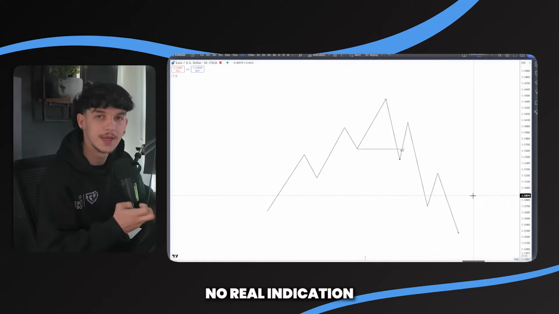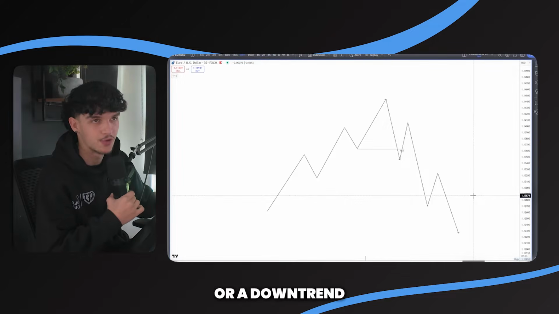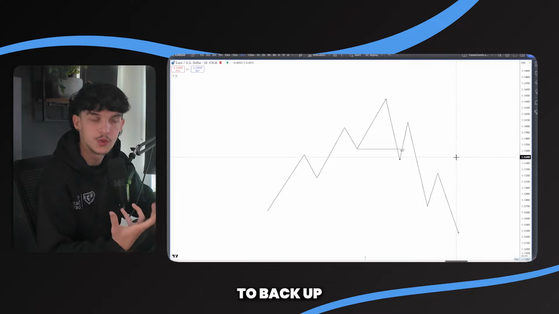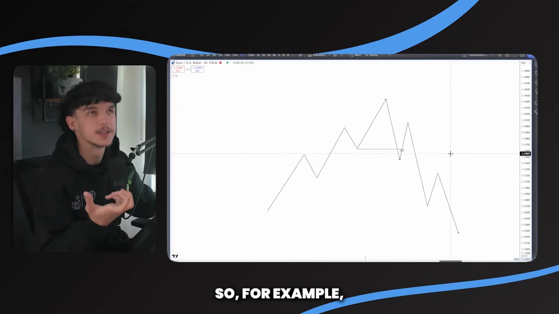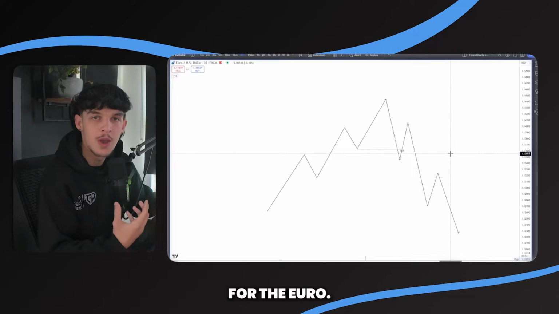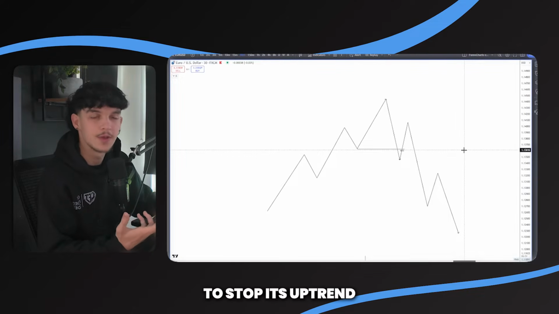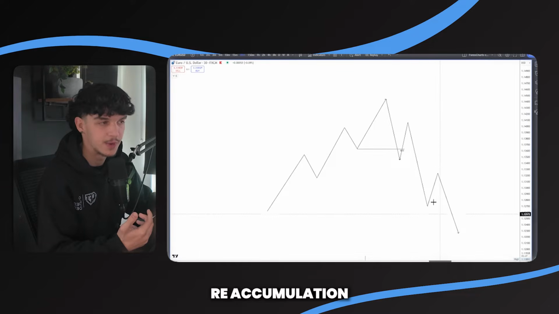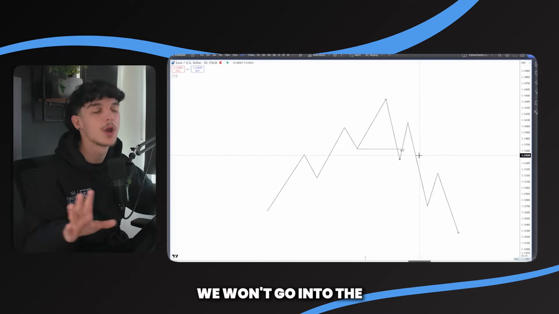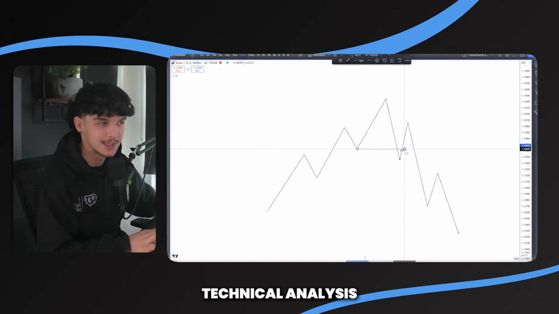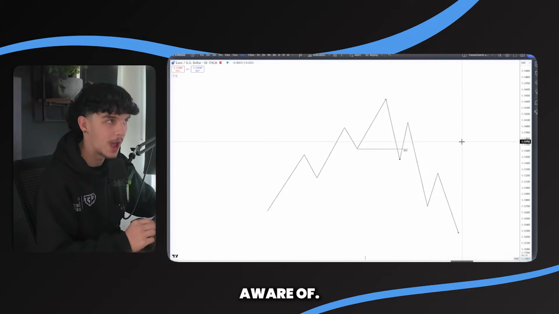However, there's no real indication for an uptrend or a downtrend to stop unless we have sentiment or news to back up the argument. For example, CPI comes out and it's negative for the euro, then the euro is obviously going to stop its uptrend and potentially have a downtrend, and this usually goes into a reaccumulation phase, etc. We won't go into the details of it; we'll just go into the technical analysis side of it that you are probably aware of.